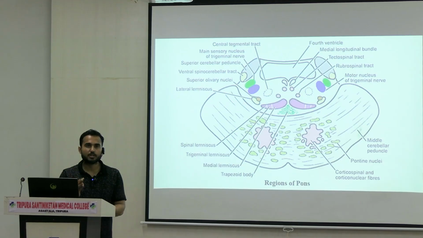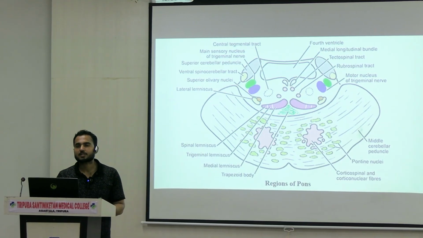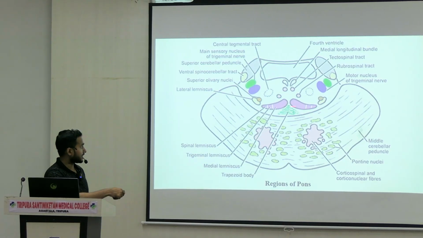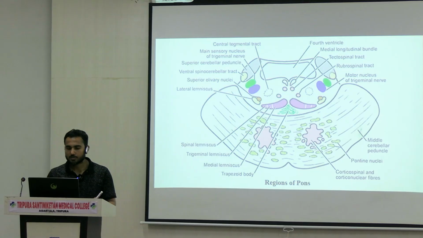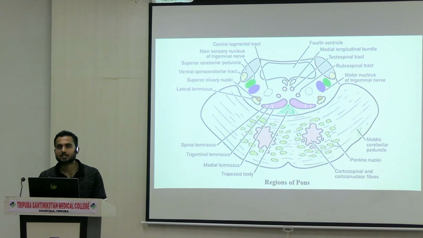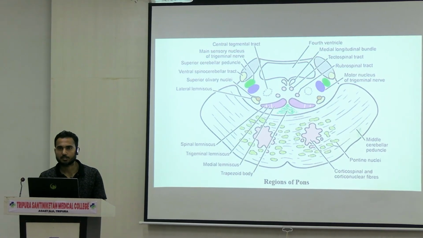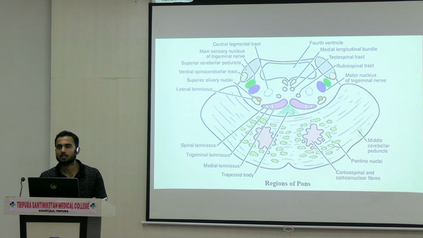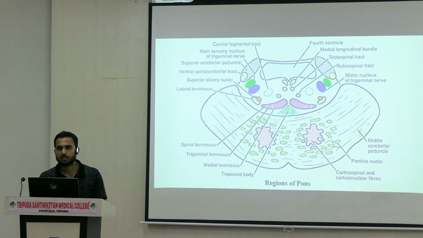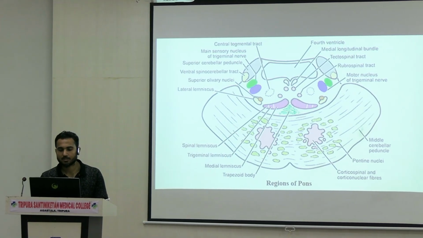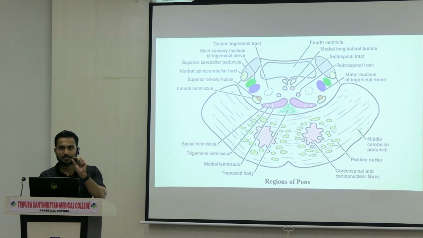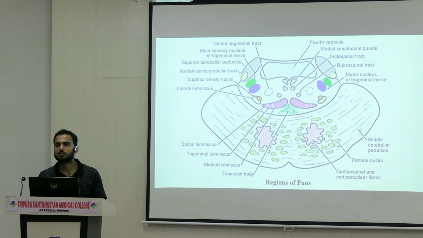First, the most important thing you can see is the transversely running fibers, which are called the trapezoid body. It stays in the center. This is the trapezoid body. Along with that, you can see the nuclei of the 5th, 6th, 7th and 8th cranial nerves. Can you tell me the names of the nerves? 5th, 6th, 7th and 8th cranial nerve. So the nuclei of those cranial nerves are situated here.